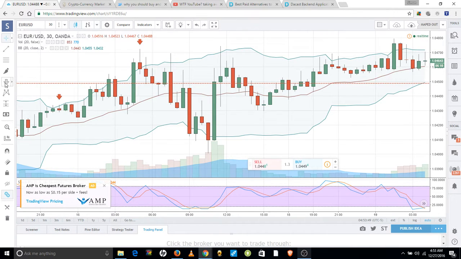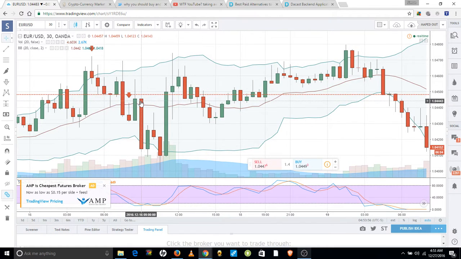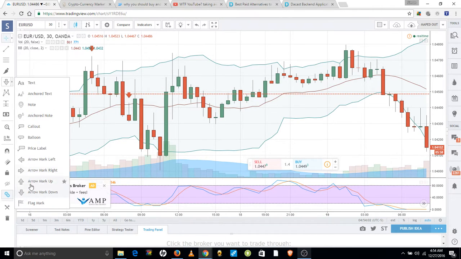So what do we do right after this? The next candlestick, we sell. It's a winner. It touches the moving average line and comes down to touch this line over here. So the next candlestick, what do we do? We make a buy.